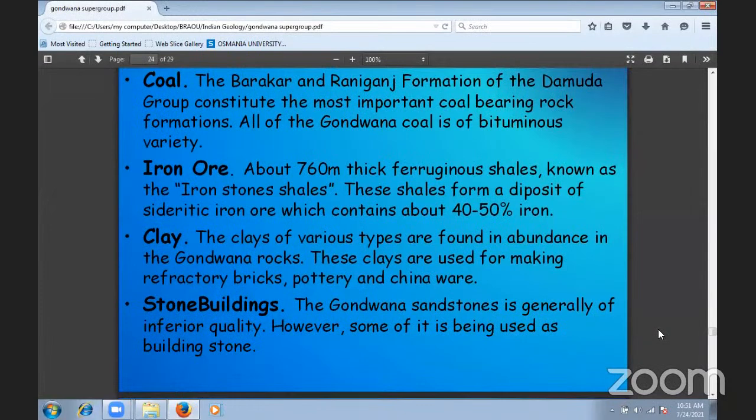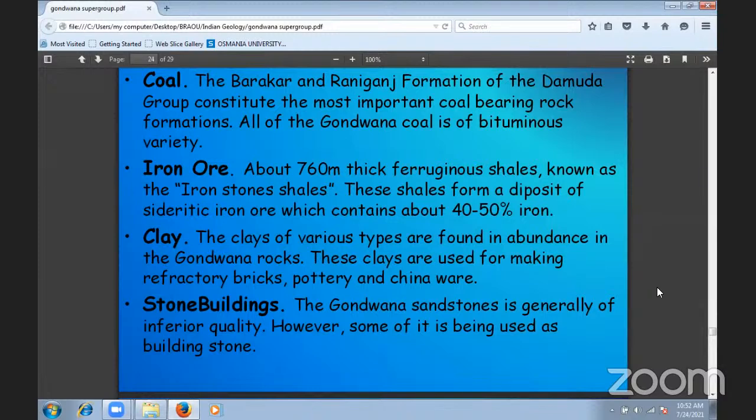And iron ore. About 700 meters thickness of ferruginous shales is known as the ironstone shales. These shales form a deposit of siderite iron ore, containing about 40 to 50% of iron. Next one is clay. Clays of various types are found in abundance in Gondwana rocks. These clays are used for making refractory bricks, pottery, and china ware materials.